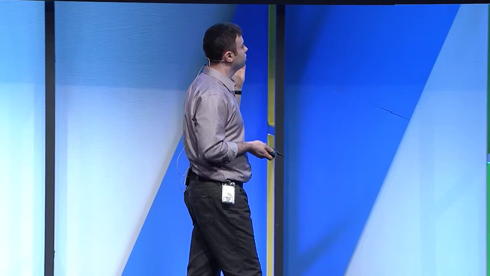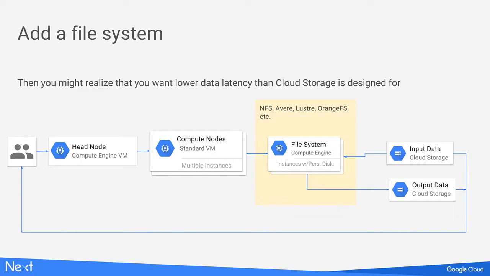Okay, so let's say you've been doing that for a while and things are going well, and then you kind of realize, all right, I'm waiting for these files to come down from Google Cloud Storage and it's taking some time. I want something that's a little faster, a little lower latency. What you would probably do in that case is take the existing starter batch architecture and add to it a bunch of persistent disks. So you would create a parallel file system with some compute nodes and some persistent disks that effectively cache the data from Google Cloud Storage closer to the actual compute instances for the moment when you're doing the computation. And of course, you can use a variety of options like NFS or Gluster or Lustre or OrangeFS and so on.